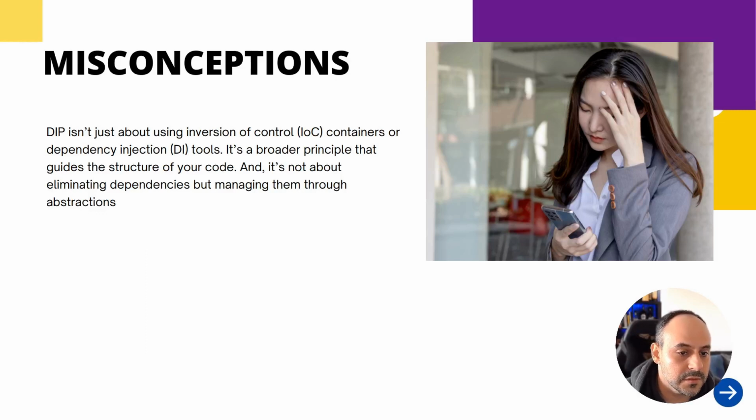Let's talk about some misconceptions. DIP is not just about using version control, containers, or dependency injection tools. It's a broader principle that guides the structure of your code, and it's not about eliminating dependencies but managing them through abstractions. You can also find dependency inversion at the heart of many popular frameworks and libraries. It's what allows them to be extended and customized for various needs. In microservices architecture, DIP helps in developing services that are loosely coupled, making the system more resilient and adaptable.